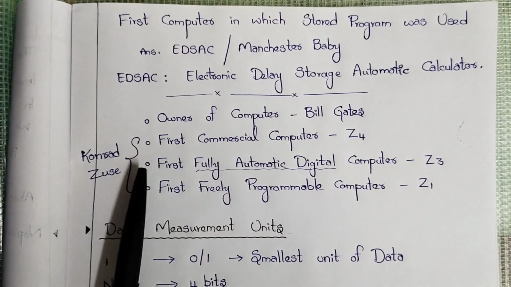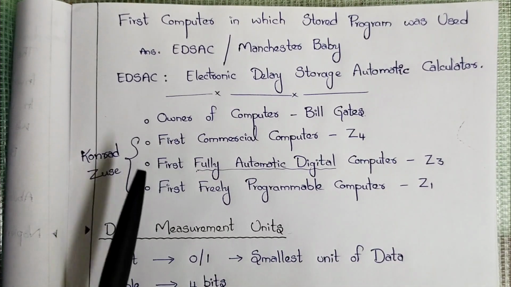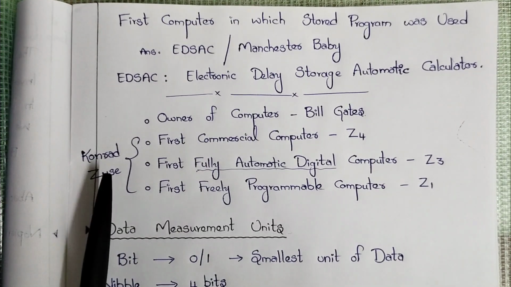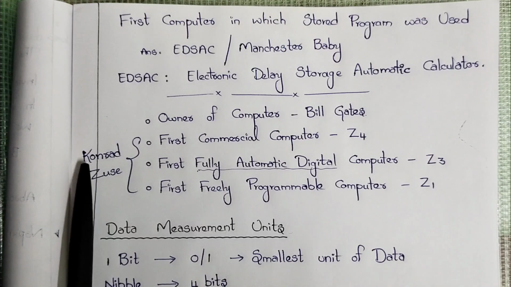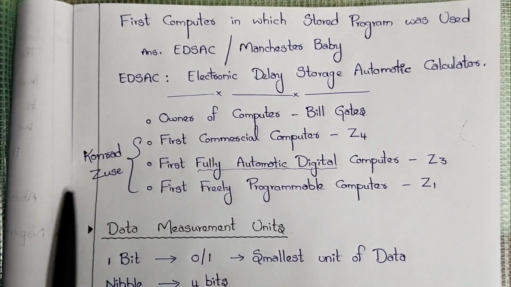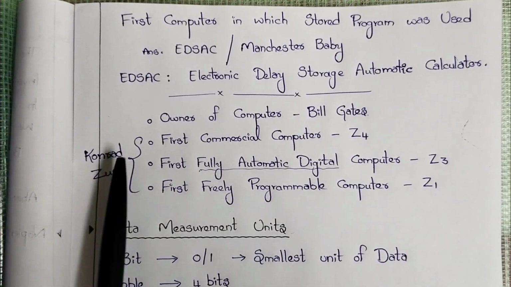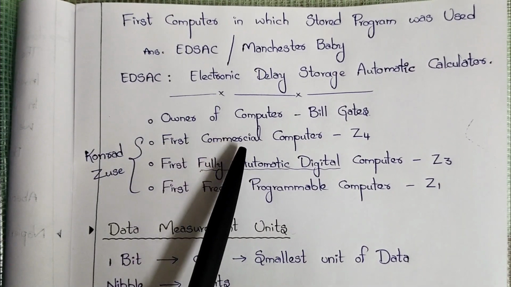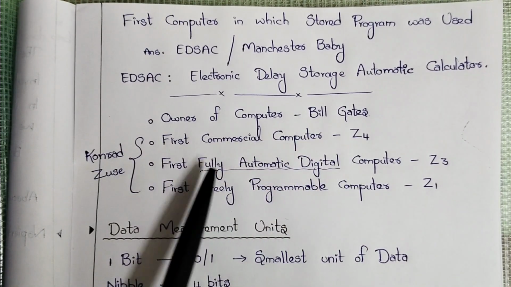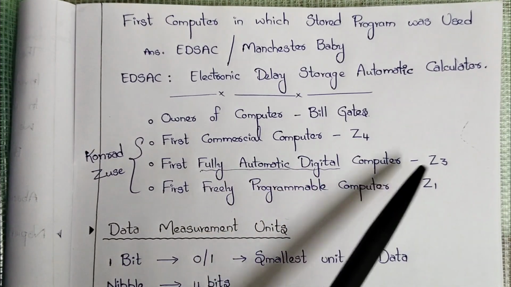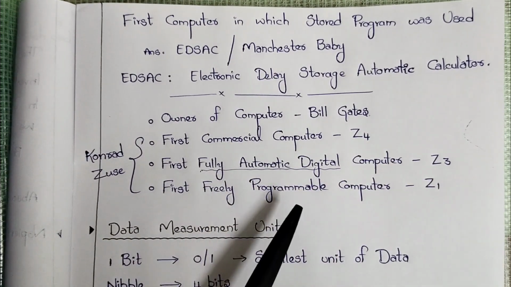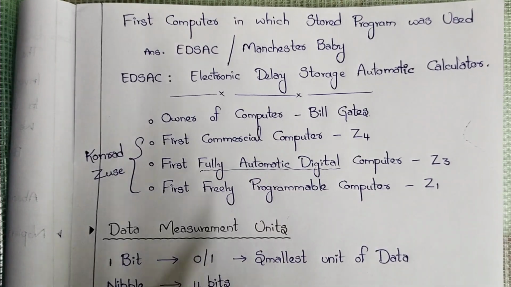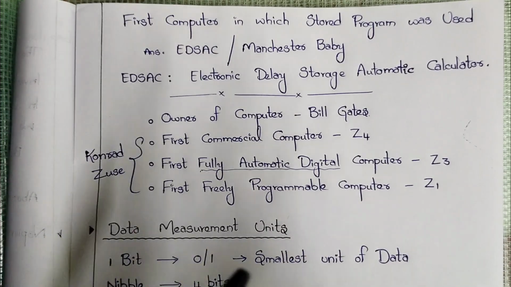And all these series of Z computers were invented by Konrad Zuse. He invented these computers. The first commercial computer is Z4. The first fully automatic digital computer is Z3. The first freely programmable computer is Z4. So this is the history of computer.